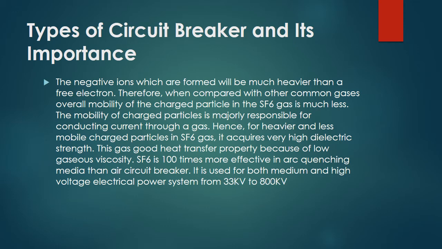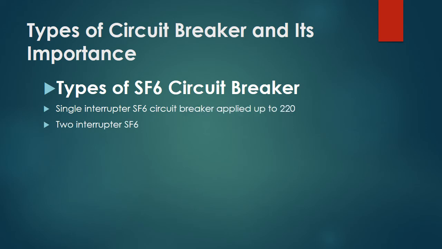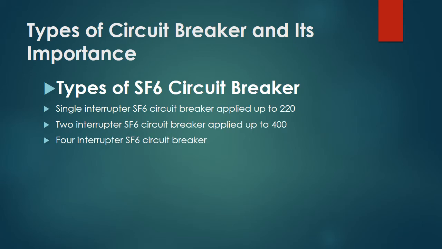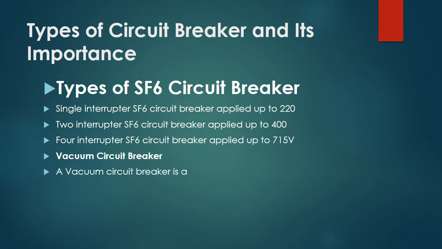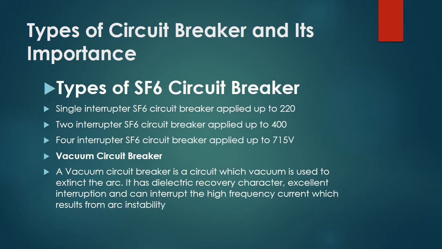This gas has a good heat transfer property because of low gaseous viscosity. SF6 is 100 times more effective as an arc quenching medium than air. It is used for both medium and high voltage electrical power systems from 33 kV to 800 kV. Types of SF6 circuit breaker. Single interrupter SF6 circuit breaker applied up to 220 kV. Two interrupter SF6 circuit breaker applied up to 400 kV. Four interrupter SF6 circuit breaker applied up to 715 kV.